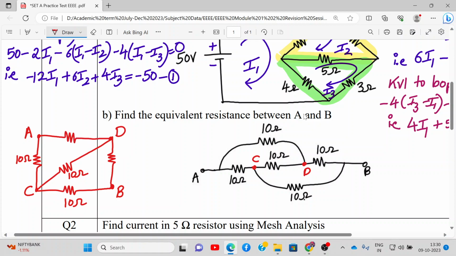And we need to find the equivalent resistance between A and B. So between here and here. So we need to find RAB. So all are 10 ohm resistance. So how do we solve this further?